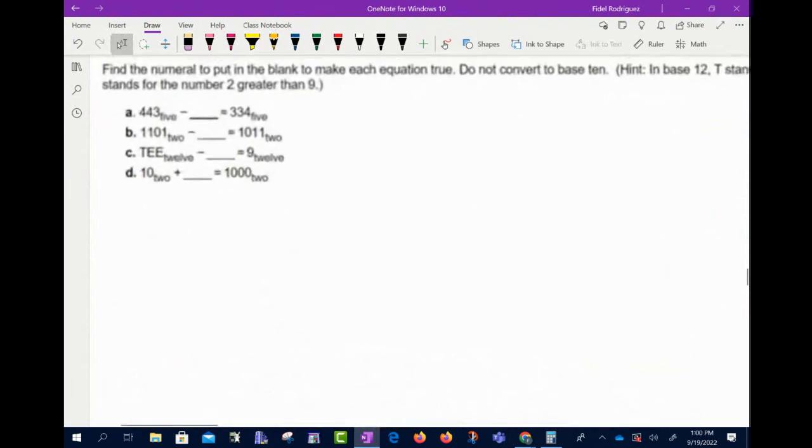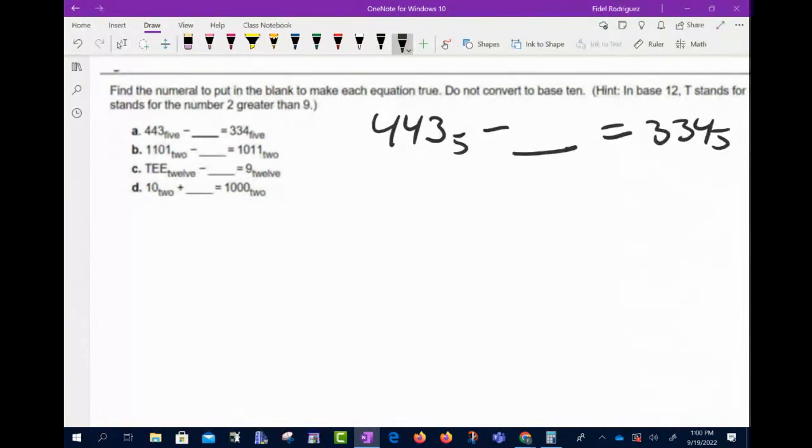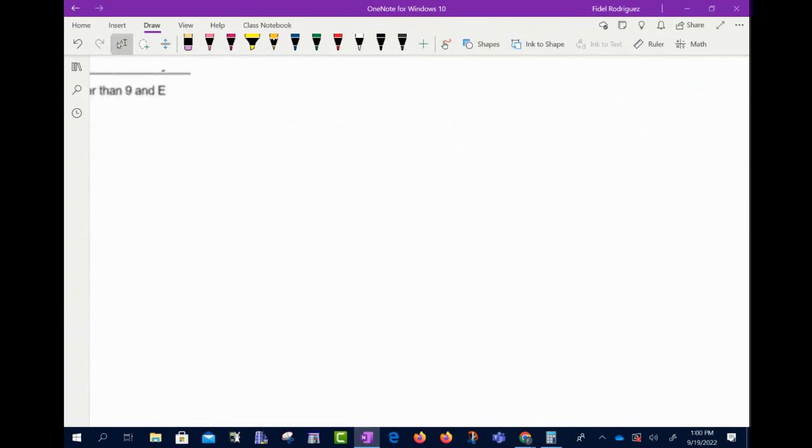But let's go ahead and see if we can do the first spot. Okay. So for the first spot, y'all, we have the number 443 base 5 minus something is going to give us the answer 334 base 5. I want us to think about the process and how I'm going to try to approach this problem here. So before I deal with my number in base 5, let's deal with something easier, just so that we have an approach on how to do this.